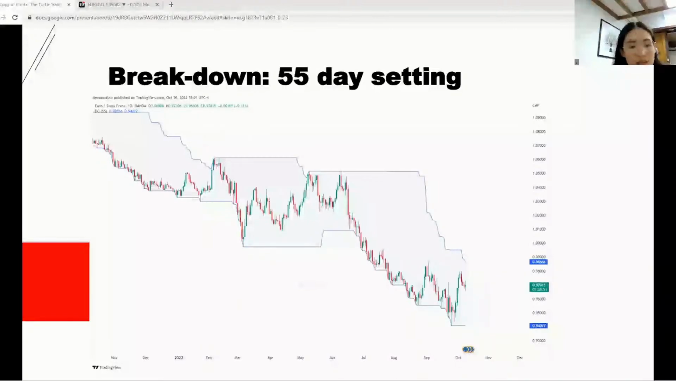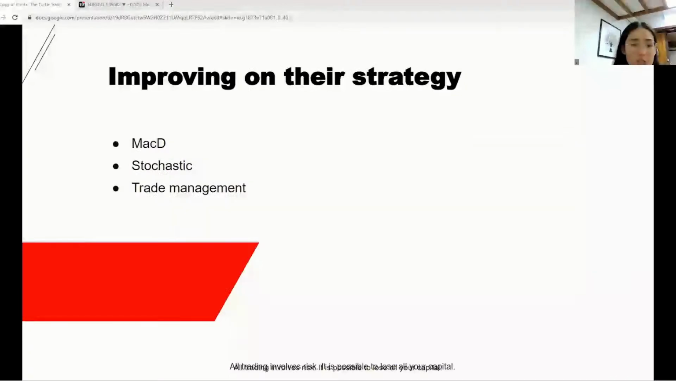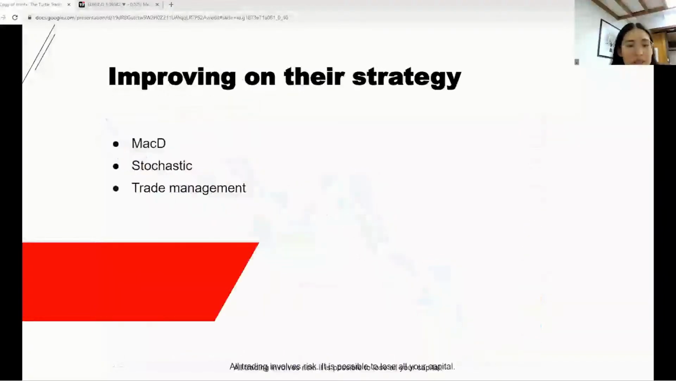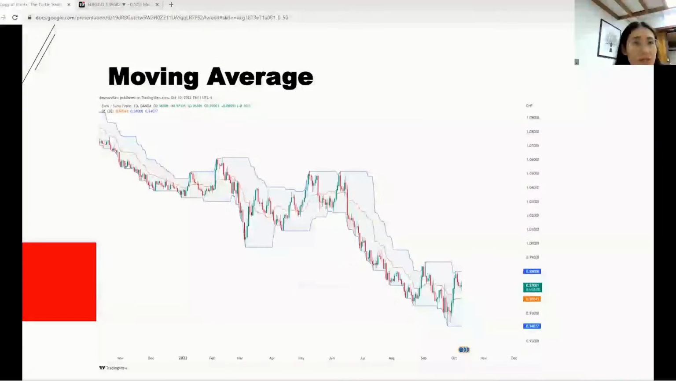Okay, now let's take a look at how we can improve on that strategy. So firstly, we have moving average. MACD, even though that's the first option, we either use MACD or moving average, but I'll show you guys on TradingView in a little bit how we can make use of both of these indicators to improve the total trading strategy. Okay, so here's the moving average that we can use from the Donchian channel. I'm just going to go ahead and open my TradingView to show you guys how exactly they used it.